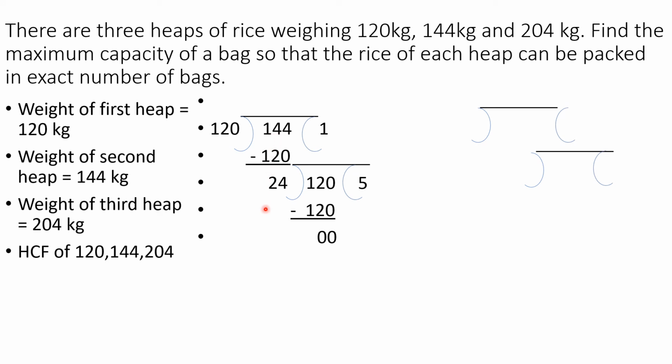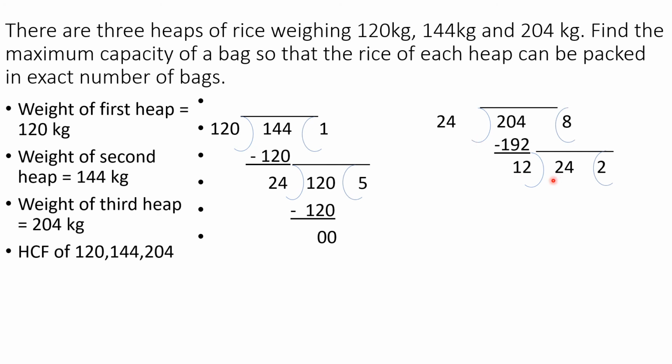Now we will take this HCF and the third number, which is 204. So we will find out the HCF. 24 will be the divisor and 204 will be the dividend. Now how many times? 8 times. It is 192, and after subtracting we will get the remainder 12. 12 is the new divisor and 24 will be the new dividend.